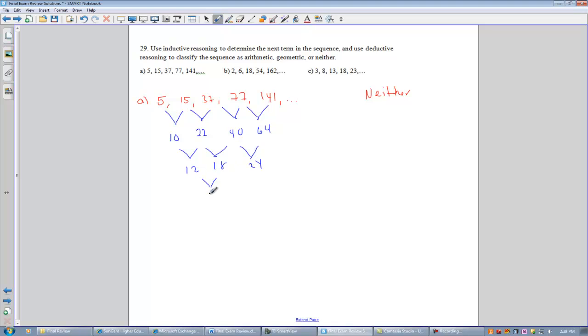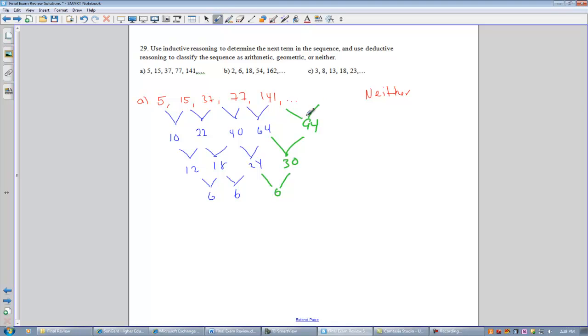And finally, I take these two differences. 18 minus 12 is 6. 24 minus 18 is also 6, right? And so then I can make my next term. Right? My next term would be what? Well, I need to get a 6 here. So what minus 24 gives me 6? Well, that would be a 30. And then I need a 30 here, so that would be 94.